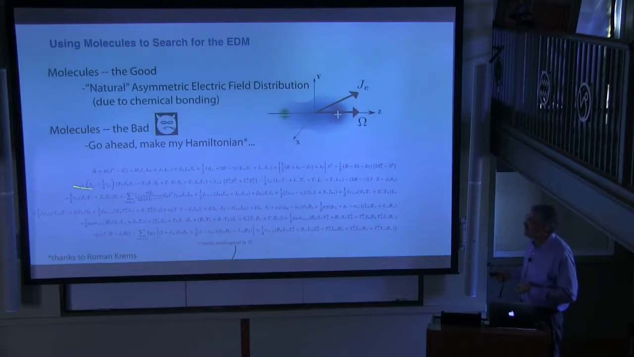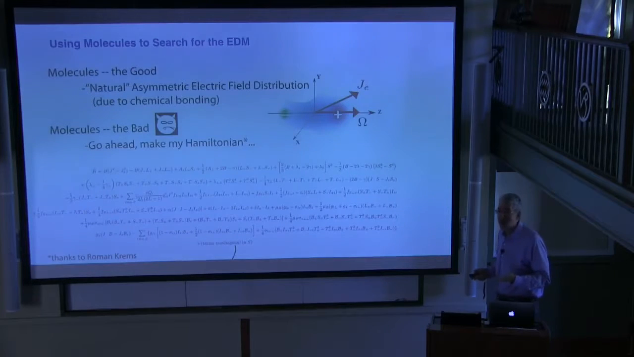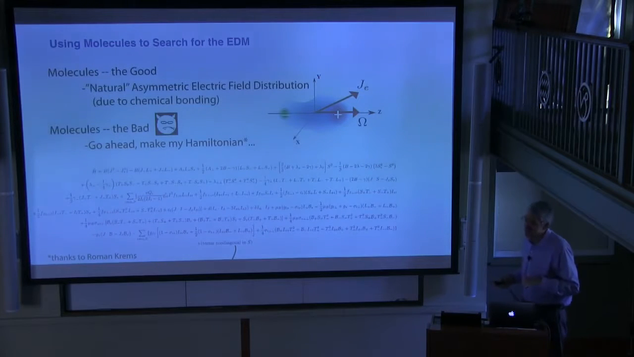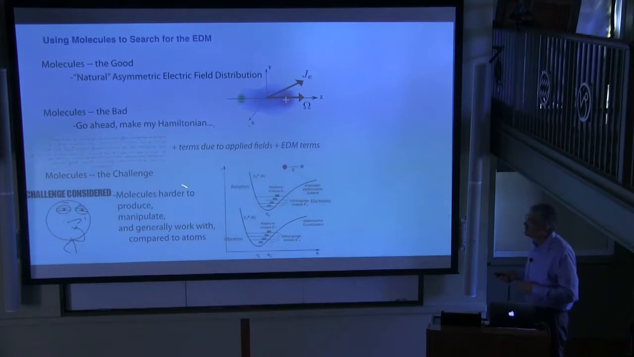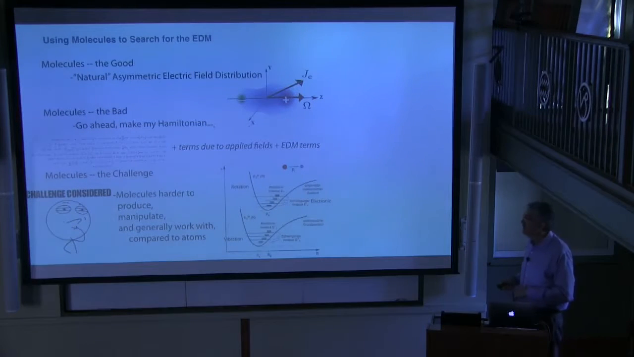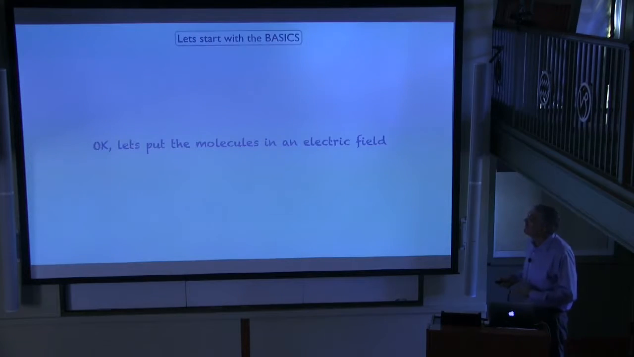Bad? Well, here's the Hamiltonian for the molecule, and down here it says terms non-diagonal in S. So this is not atomic hydrogen. It's a complicated beast. Yet, remember, it still is quantized. You can make something more and more complicated, and what happens is the levels get closer and closer together. There are more levels per energy spacing, but it's still quantized, and we can use that fact. So that's bad. And then there's also the challenge: just working with molecules is a pain. They're harder to produce, manipulate, and work with. It has to do with this kind of diagram: there are lots of rotations, lots of vibrations, high-order couplings, et cetera. OK, so let's just go with the basics here.